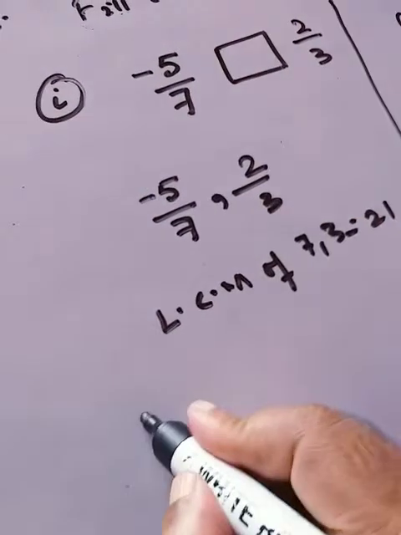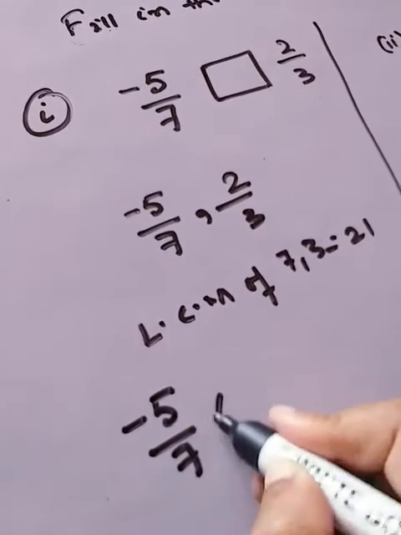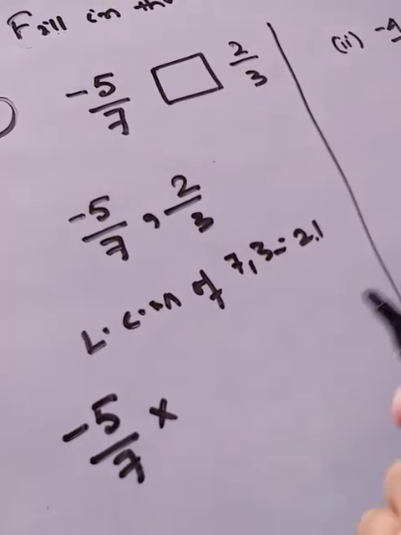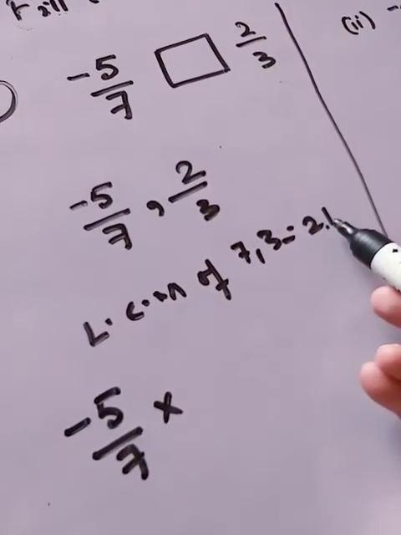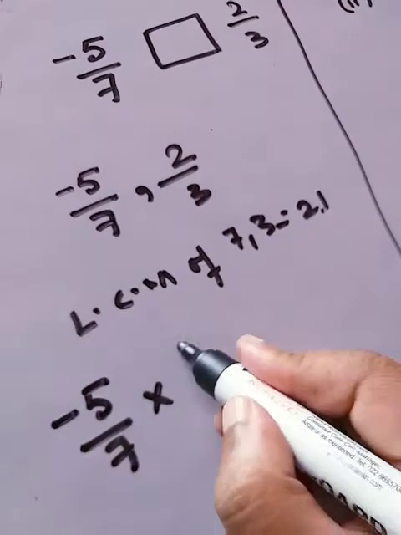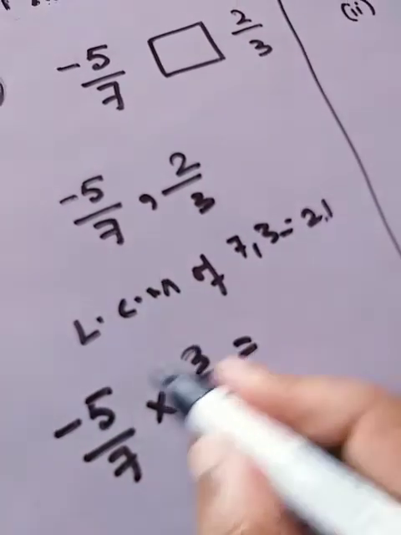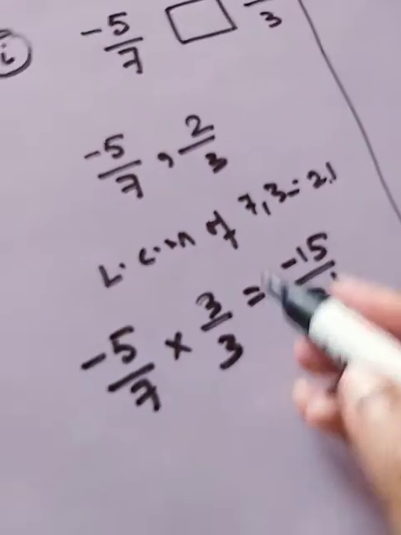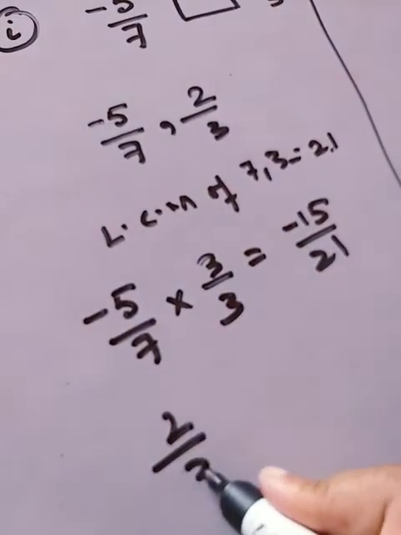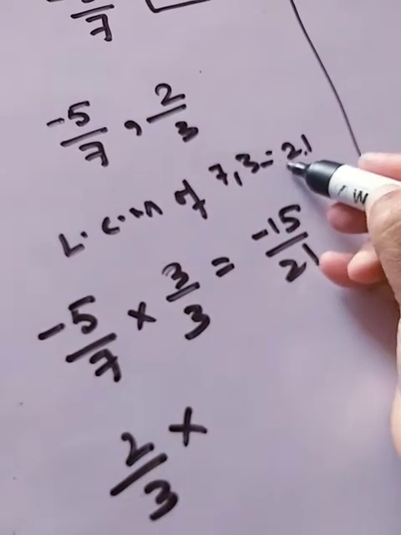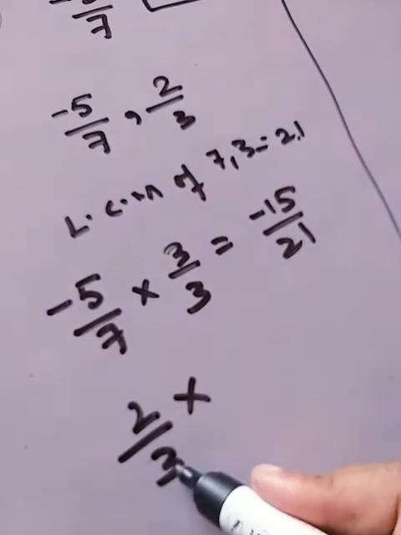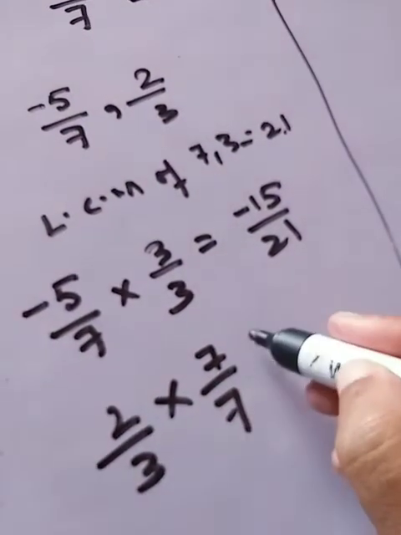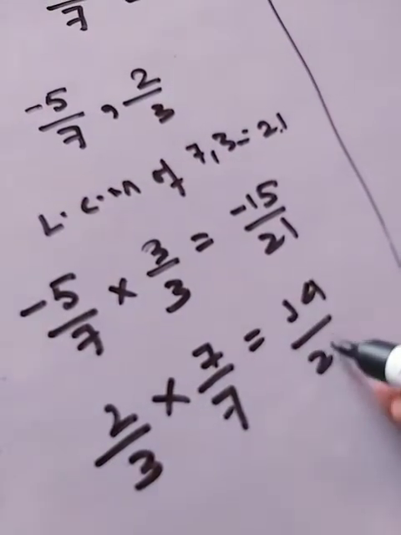Now we'll write the first rational number. Okay, now when you divide this 21 with this denominator, as we already did with the previous sum, when we divide 21 with 7, we get 3, isn't it? So we'll multiply 3 with both the numerator and the denominator, that is minus 15 on 21. The same thing we'll do with the next rational number. Again we'll divide this LCM, that is 21, with 3. So what is the answer? 7. So 7 will be multiplied with both the numerator and the denominator. So the answer is 14 by 21.